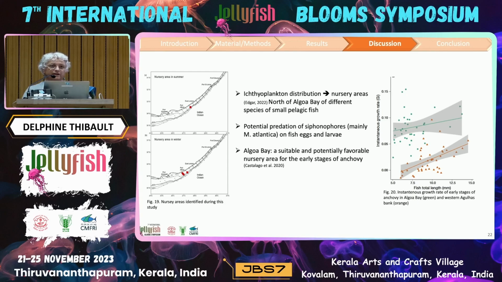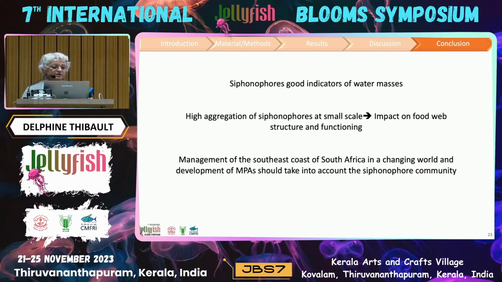And Algoa Bay, this southern section, is also becoming a suitable potential nursery area for anchovies. And the anchovies seem to be moving east under the changes we have seen in the region. So siphonophores are good indicators of water masses. High aggregations of siphonophores have been shown during this work to occur at small scale, and they can strongly impact the structure and functioning of the ecosystem.